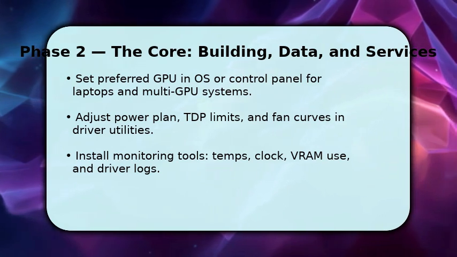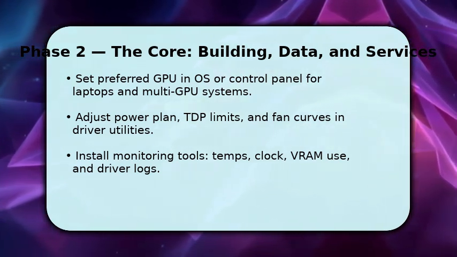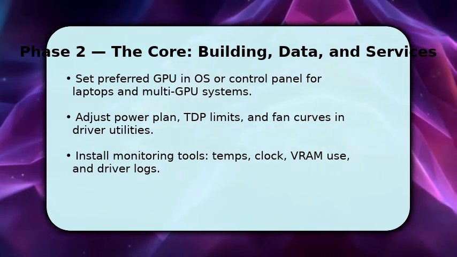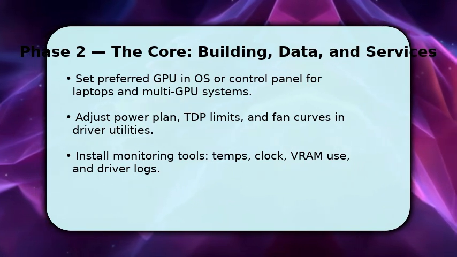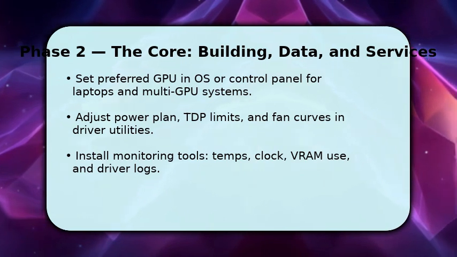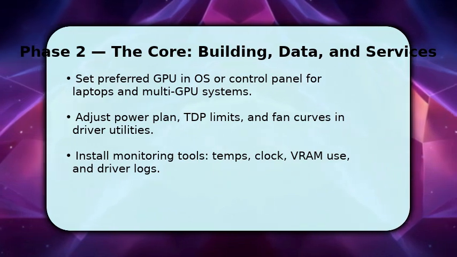Next, tune power limits, fan curves, and clock offsets in the vendor utility to balance thermals versus performance. Install monitoring tools to watch temperature, RAM usage, and frequencies in real time, because understanding telemetry helps you diagnose throttling and optimize for stability or peak throughput.